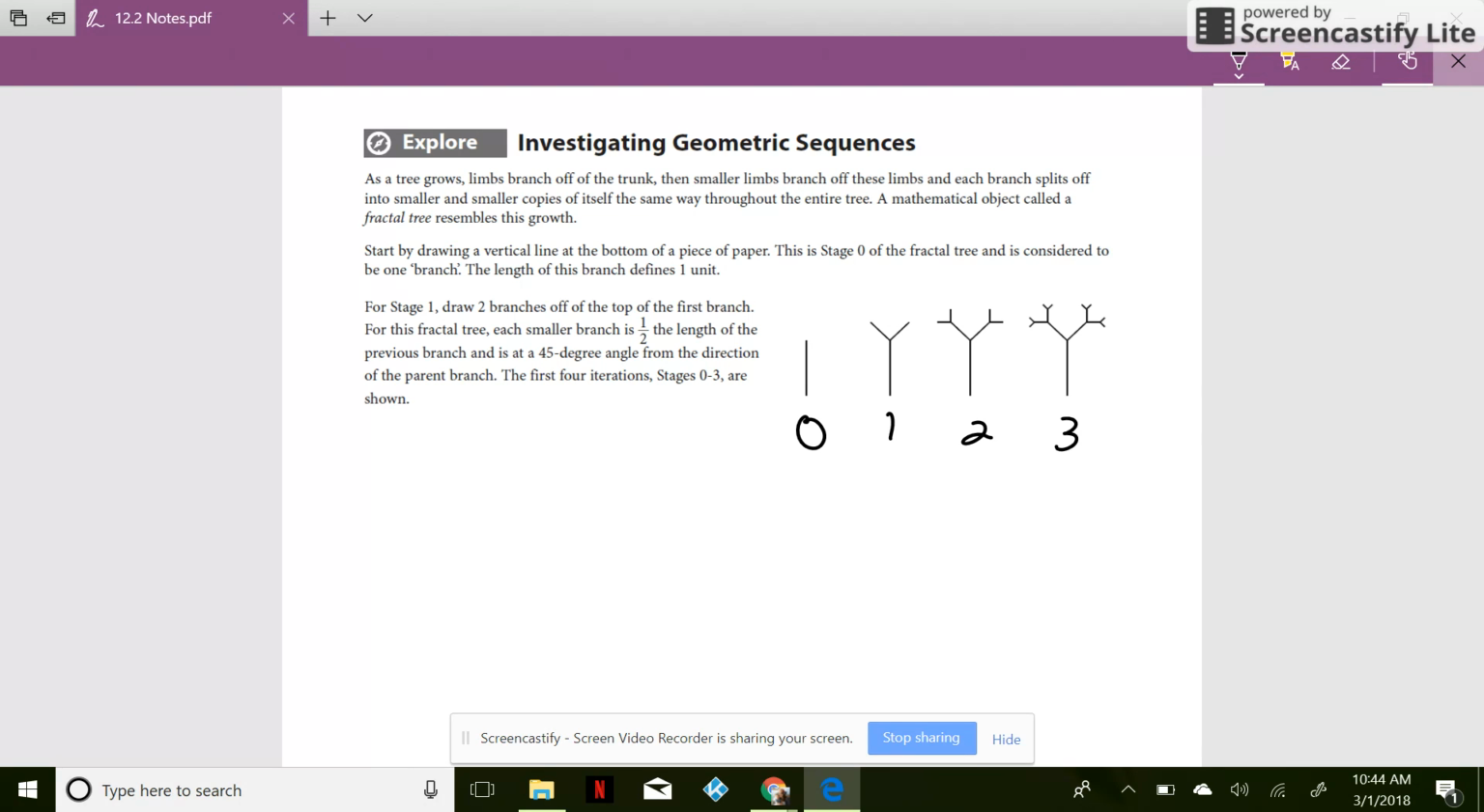For this fractal tree in stage 1, each smaller branch is half of the length of the previous branch. This is a 45-degree angle from the direction of the parent branch. The first 4 iterations, stages 0 through 3, are shown. If each of the new lengths is half of the previous length, the smaller branches here would have a length of 1/4, and the branches here, halved again, would be 1/8.